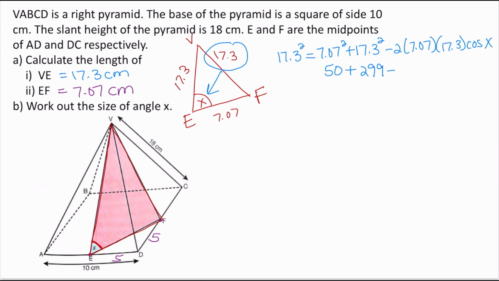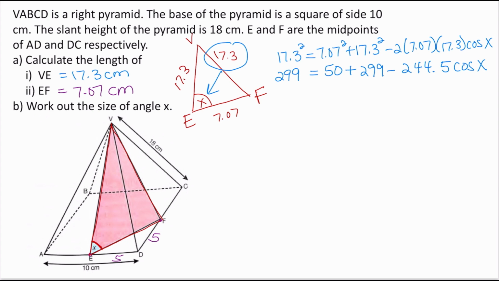So minus 2 times 7.07 times 17.3, that is going to be about 244.5 times the cosine of x. And that is going to equal 17.3 squared, which is 299.